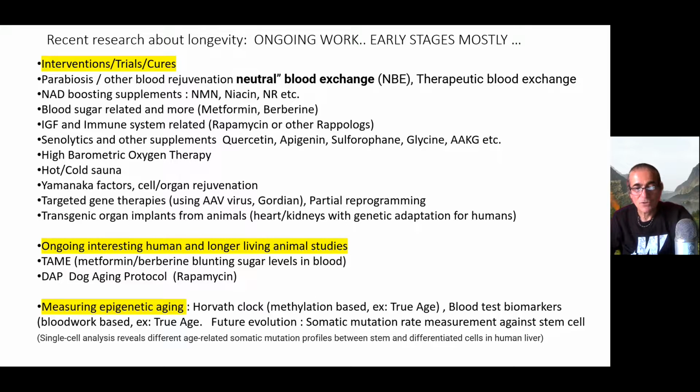There's also some research on transgenic organ implants. So they take human genes, inject some of that into some of these animals, and try to come up with organs that can be transplanted into humans potentially. So these are all early stages, risky operations at different levels of risk.